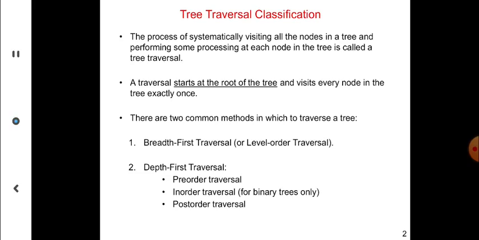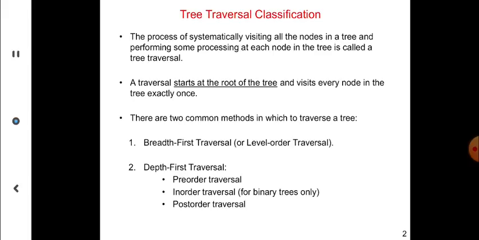So, tree traversal classification. You understand that the process of systematically visiting all the nodes in a tree and performing some processing at each node in the tree is called a tree traversal. That means when I already have a tree and I'm traveling from root to leaf, I'm looking for something and processing it, this is called tree traversal. So a traversal starts at the root of the tree always and visits every node in the tree exactly once. Please remember once. Why? Because you don't need to visit twice.